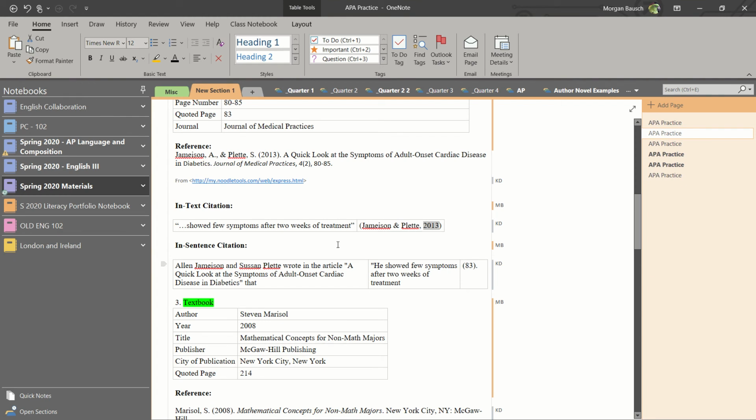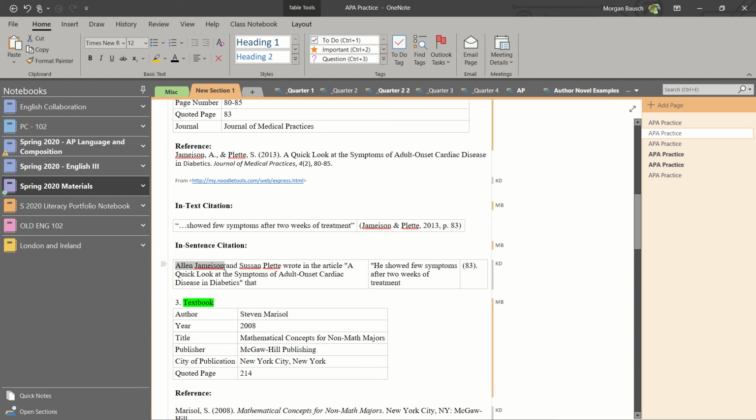However, there's one more thing that they needed, and it is the page number. They remembered it for this one, but not for this one. So there's one more right there: comma, space, P period, space, 83. All right, so let's take a look at the second one here.